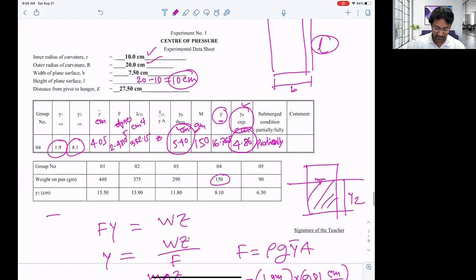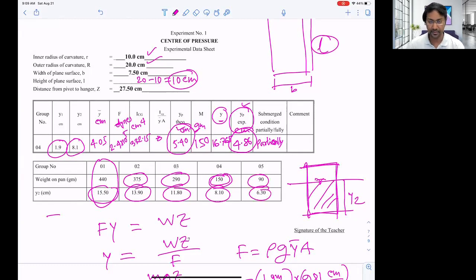So I just calculated for one reading for one group. If we have more groups, see, we have group number 1, for example, here their mass is huge and their y2 is 15.5, that means it is more than 10. The height of this section is 10. It is fully submerged. And then they have more weight, it is also fully submerged. Then they have this weight and is also fully submerged. For this one it is partially, for this one it is also partially submerged condition.